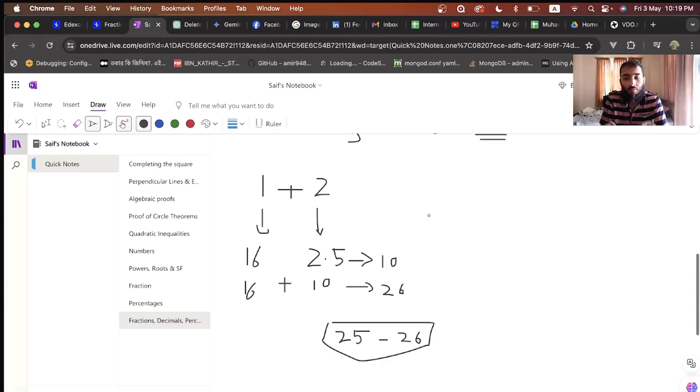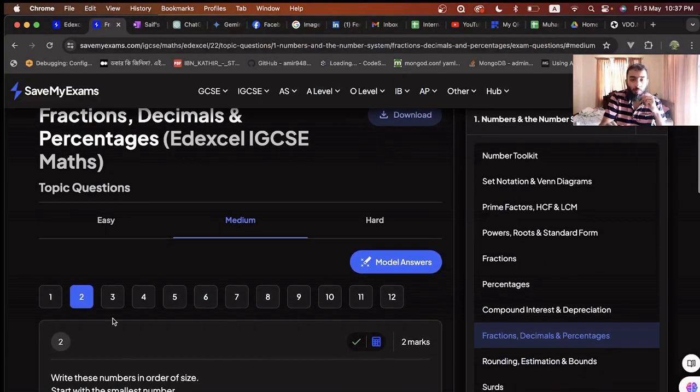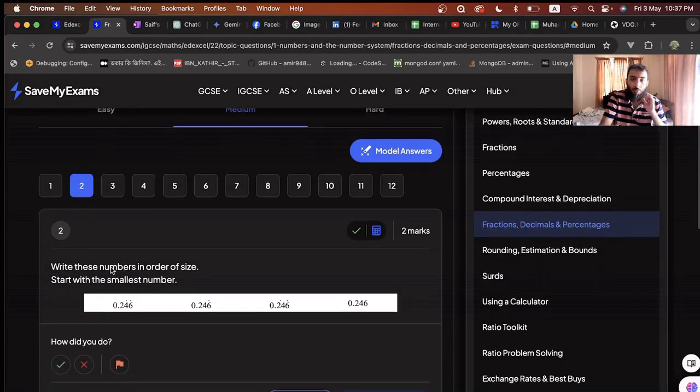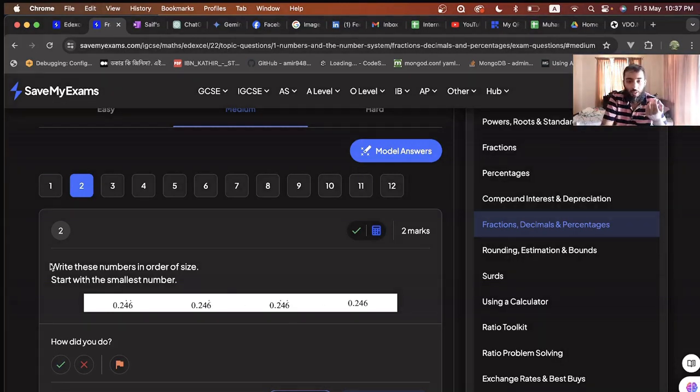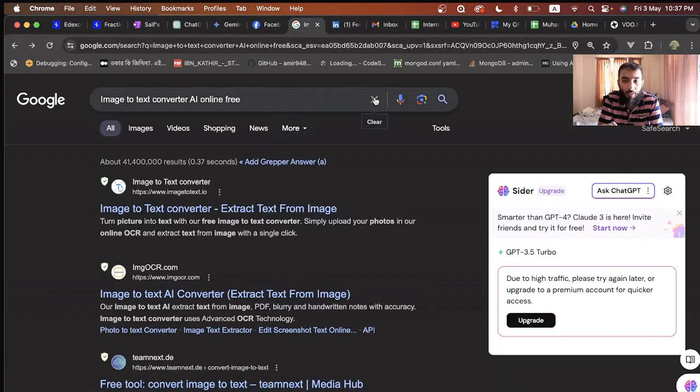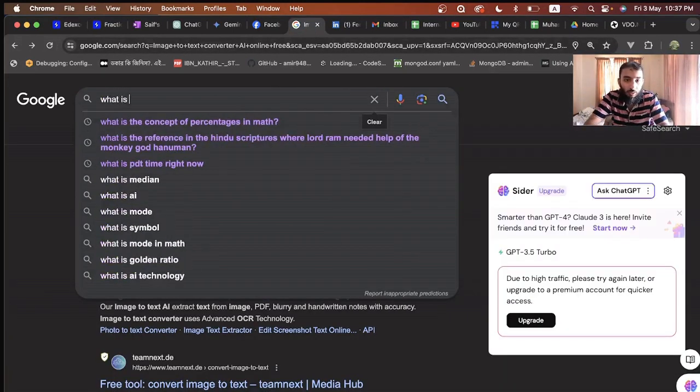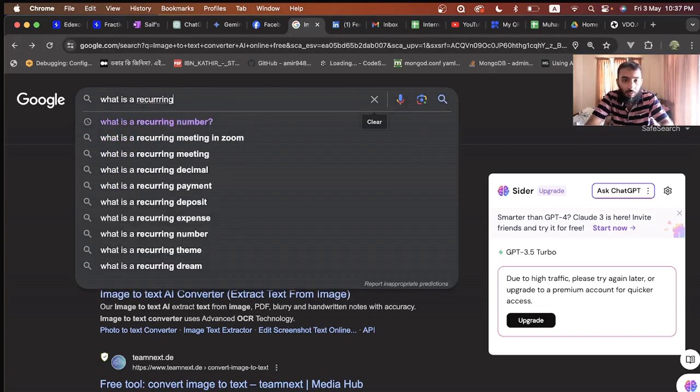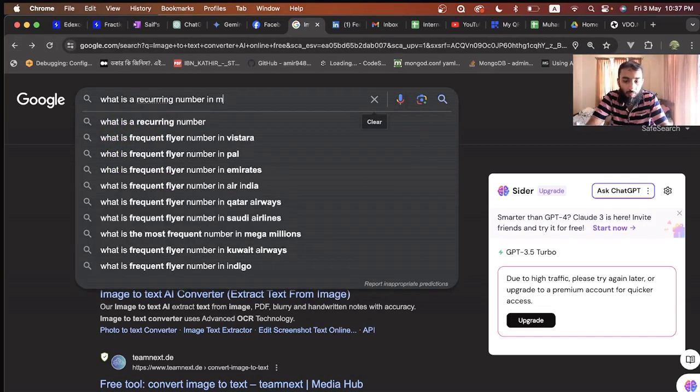If I now focus on problem number 2 of the medium category, it says you have to write these numbers in the order of size. There are 4 numbers given and some dots given over. So this is a concept called recurring numbers. So I'll briefly give an overview of what is a recurring number. So there are 4 numbers given here, and we have to start with the smallest number, and we have to write the numbers in order of size. So if I just go to Google and write what is a recurring number in mathematics.